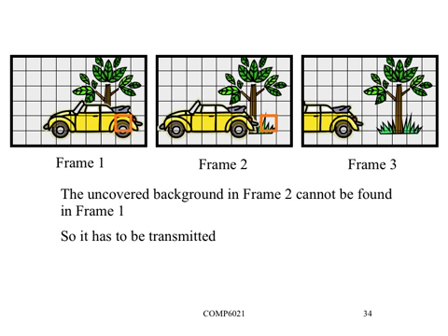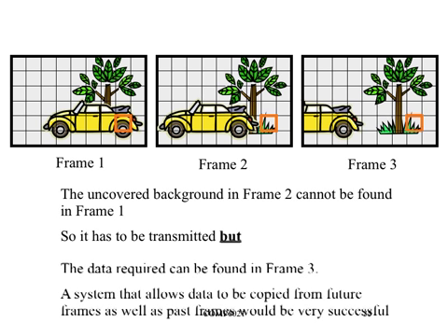But here's the really, really clever part. It's not in frame 1, but it is in frame 3. So the piece of information that frame 2 is looking for isn't available in frame 1, but it is available in frame 3. So imagine if you had a system that allowed you to copy blocks not only from past frames, but also from future frames. Then you could be making some real savings.